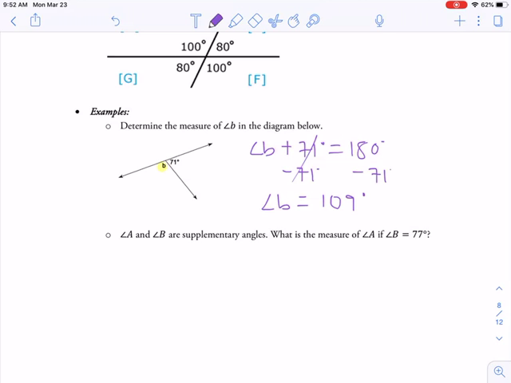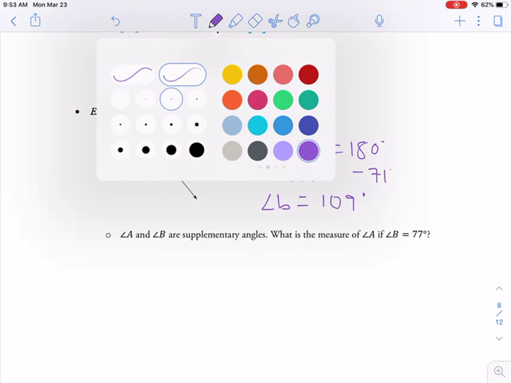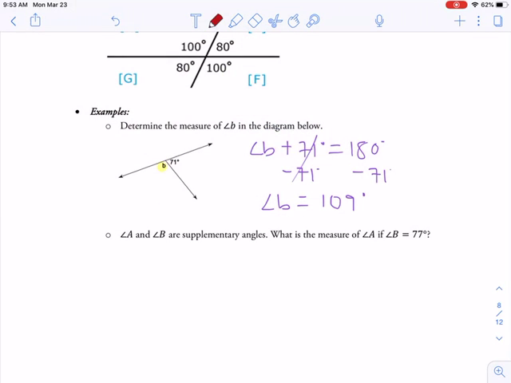And then if we take a look at the next example, let me just switch colors here. Let's use this nice red color. Okay, so in this case, we know that angle B is at 77 degrees, and we know that A and B are supplementary angles. Okay, so those are our two key pieces of information, and we're just looking for the measure of angle A. That's our question mark, okay, that's our X.